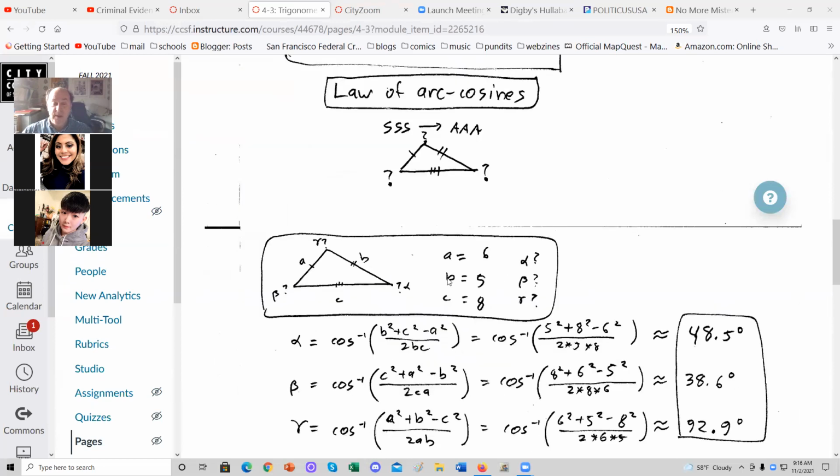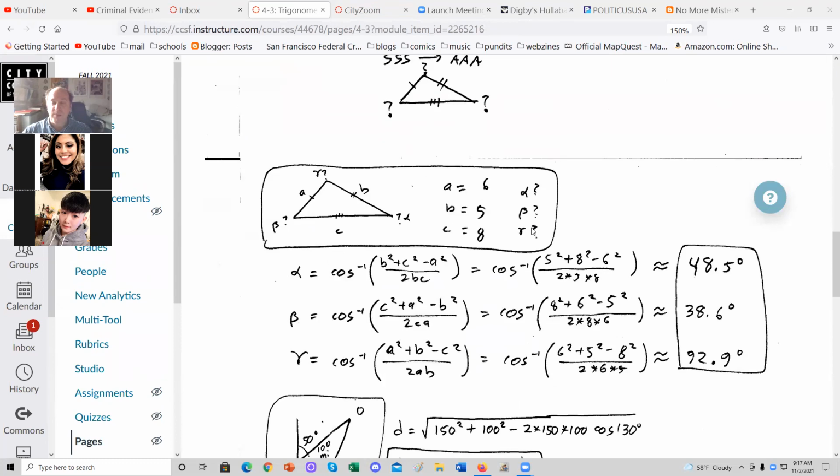So, for example, here we have a triangle with sides 6, 5, and 8. What are the angles alpha, beta, and gamma? Well, okay, here we go. Alpha is arc cosine of B squared plus C squared minus A squared over 2BC. So arc cosine of 5 squared plus 8 squared minus 6 squared over 2 times 5 times 8. After a bit of calculation, about 48.5 degrees. And of course, when you use arc cosine on your calculator, you have to be sure that you're in the mode you want, degrees or radians, just make sure which one it is. In these cases, usually it's degree mode you want.